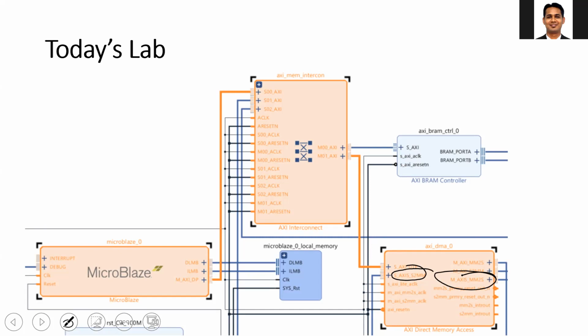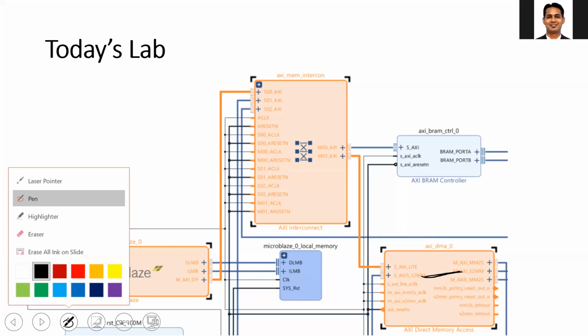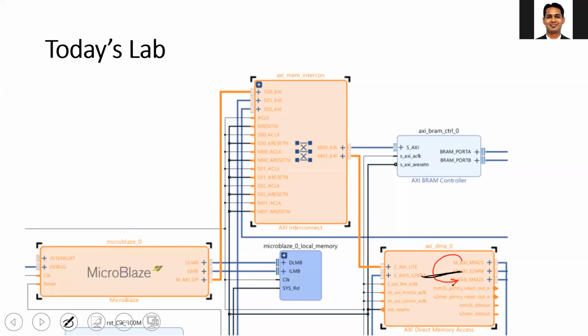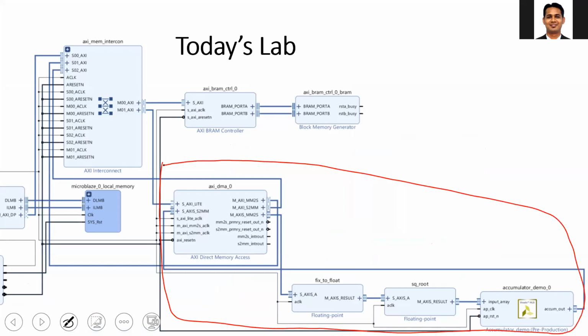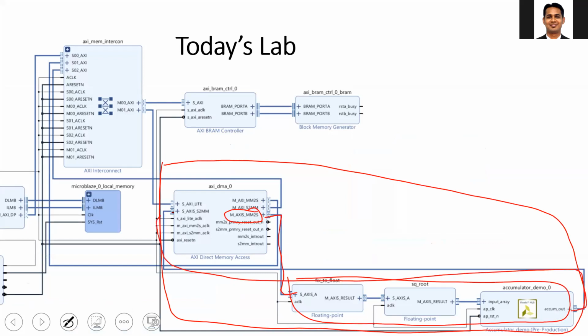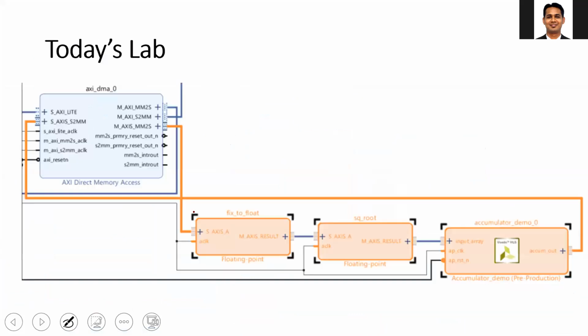Then here you can see the slave AXIS S2MM. Here you receive the data from the IP and convert it into the memory map. This is MM2S, so this data will be passed here, and this data will be passed here. Now just focus on this part. You can see that the M_AXIS MM2S data is being passed here. Your IP is doing the operation and then this data is being passed from the IP to the DMA. This is being highlighted here.